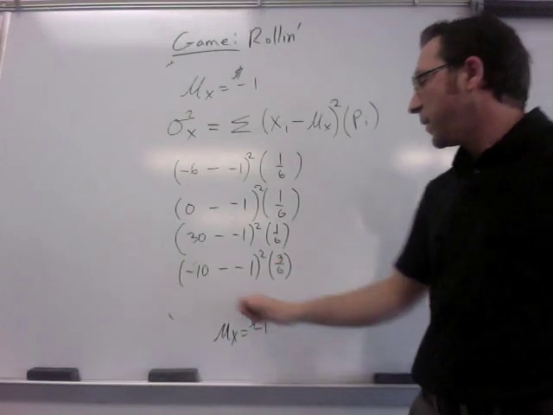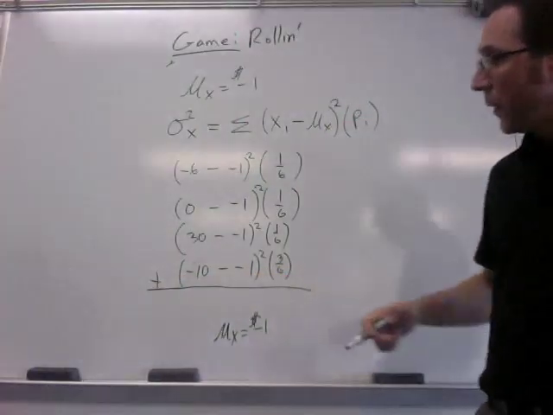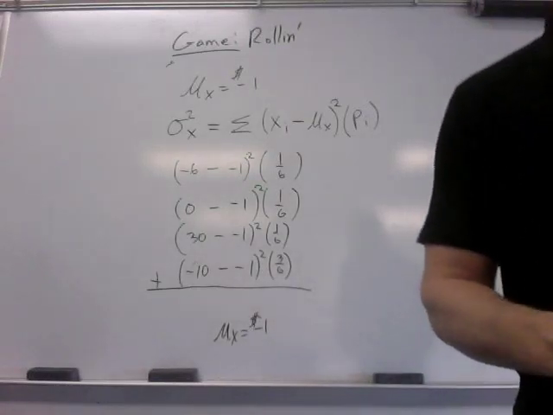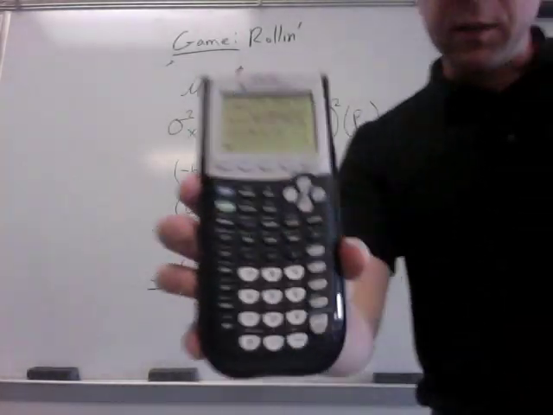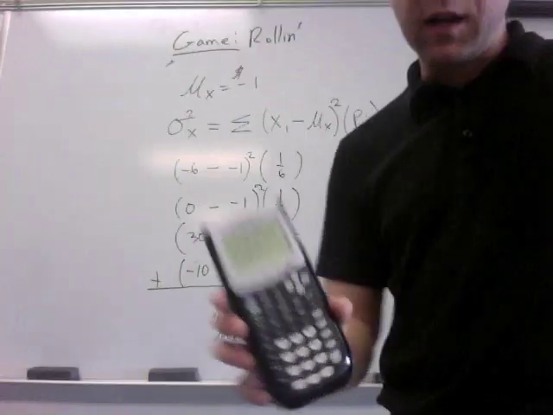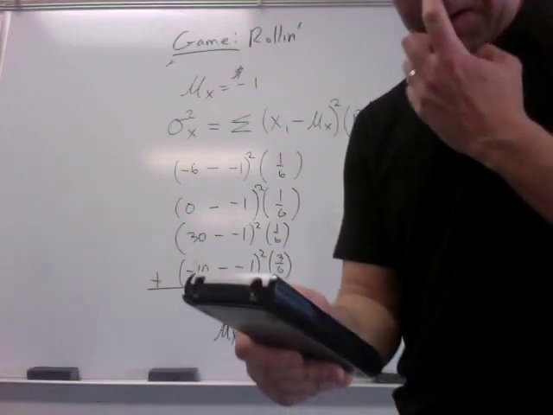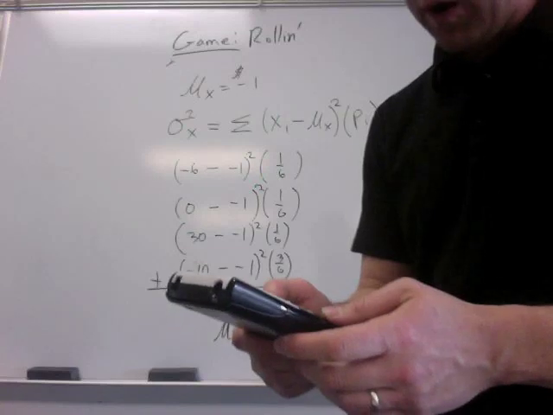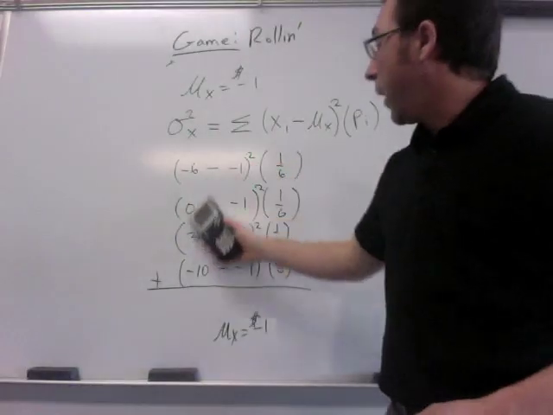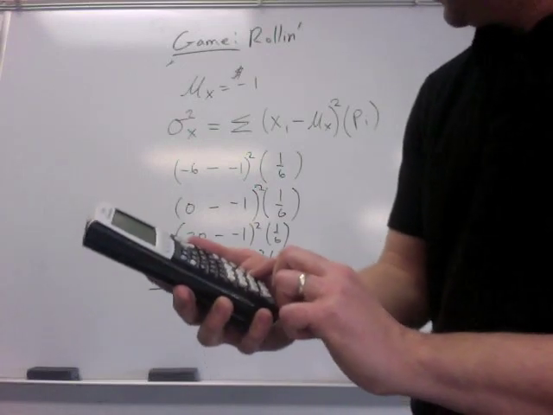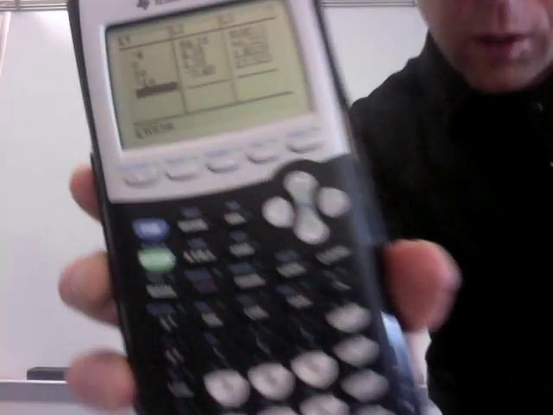Now, typing this into the calculator can be kind of a chore. You have to type each of these in individually and then add them together. There is a nice trick by using the calculator which can help quite a bit, and I'm going to see if I can show you what I'm talking about. You can go to the Stat button and hit Enter, and then go to List 1. Under List 1, you can type in all of the x's: -6, 0, 30, and -10.